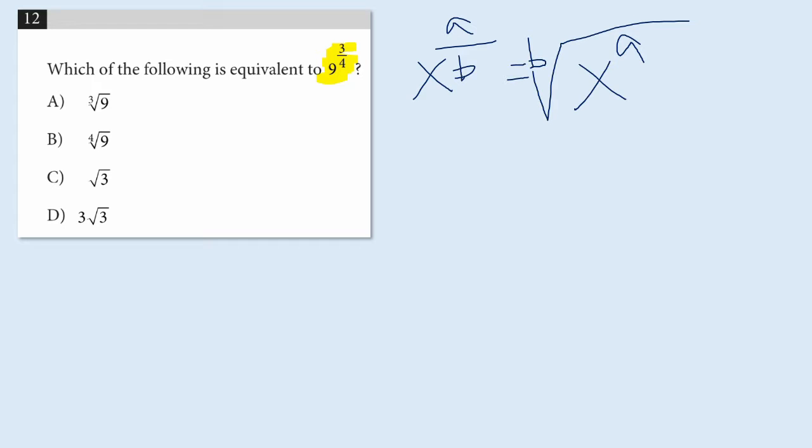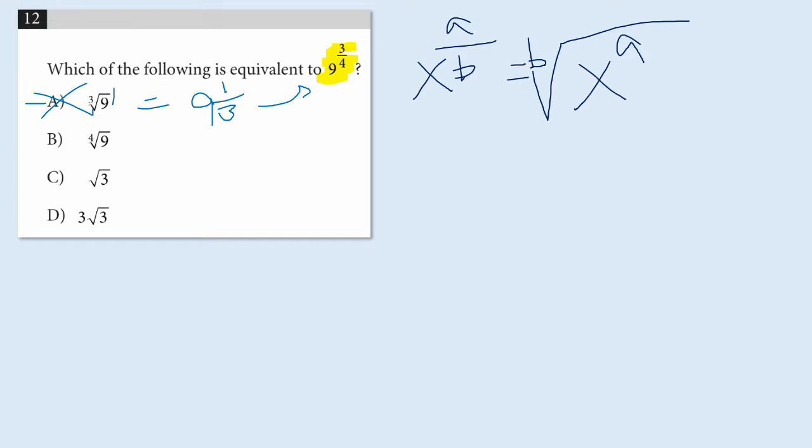So let's look at this. If we look at each of the choices, we can use process of elimination. So let's look at this value here for A, and there's an invisible 1 here, right? It's 9 to the first power. So this is actually equal to 9 to the 1/3 power. It's 9 to the first power, and we want the third root. Well, is that equal to 9 to the 3/4 power? Well, it's not, because it's 9 to the 1/3 power. So we can eliminate A.